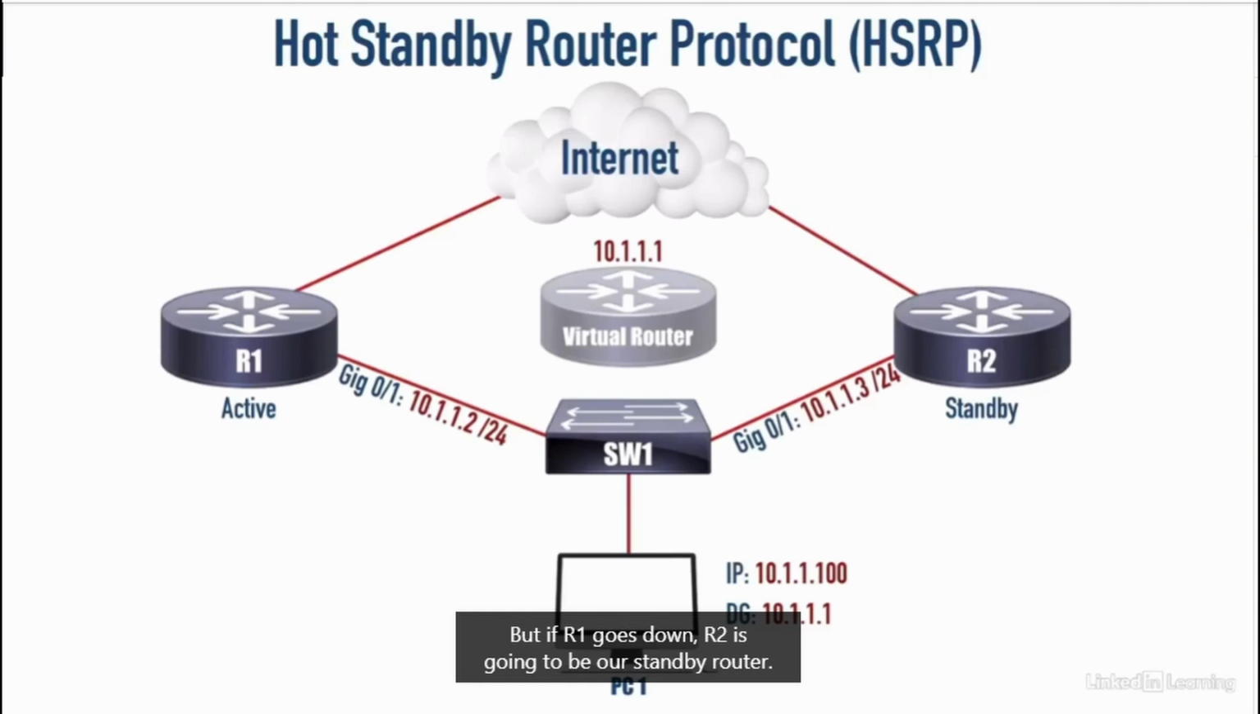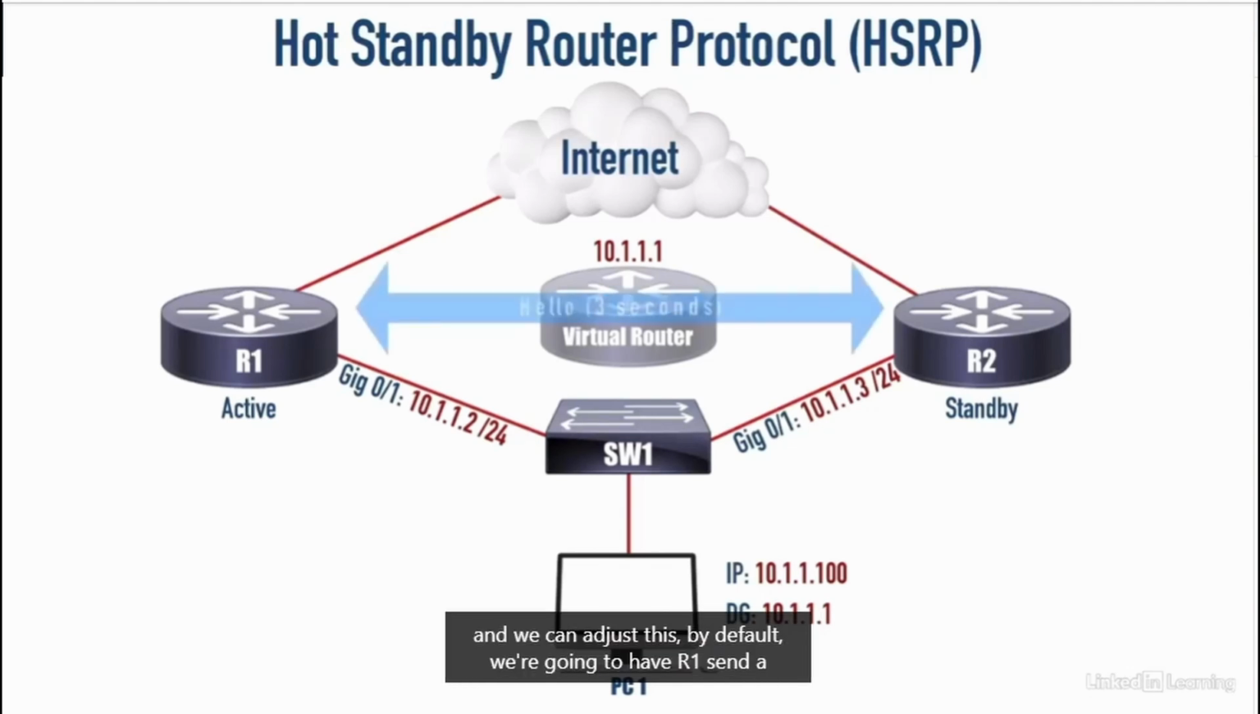But if R1 goes down, R2 is going to be our standby router. Which begs the question, how does R2 know that R1 is still there? Well, by default, and we can adjust this, we're going to have R1 send a hello message over to R2 every 3 seconds. This exchange of hello messages lets R1 and R2 know about one another and know that they're still there. And if we haven't heard from R1 for a period of time, which is by default 10 seconds, R2 is going to say, I think I probably need to take over.